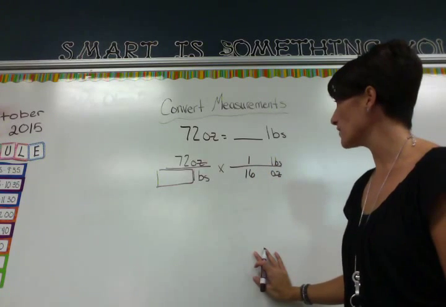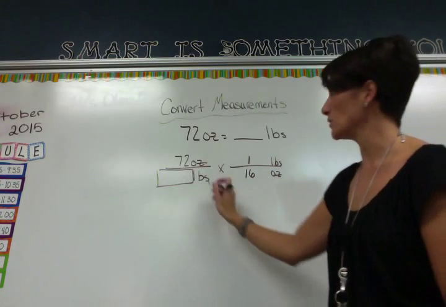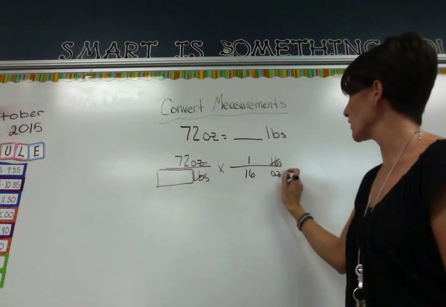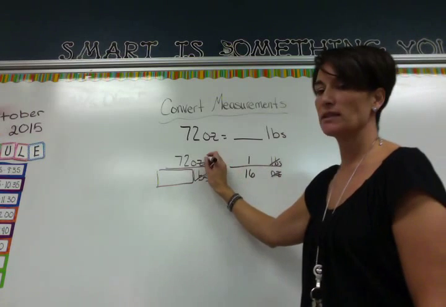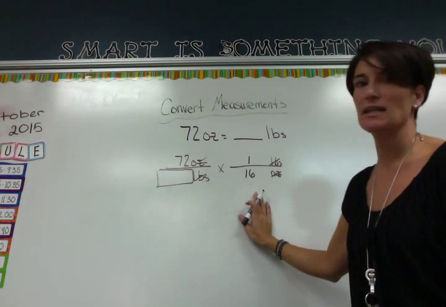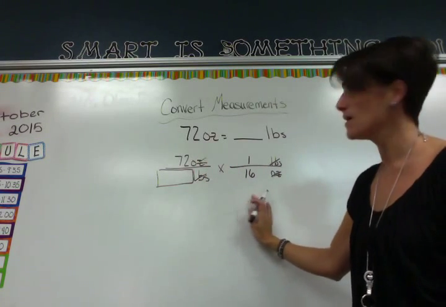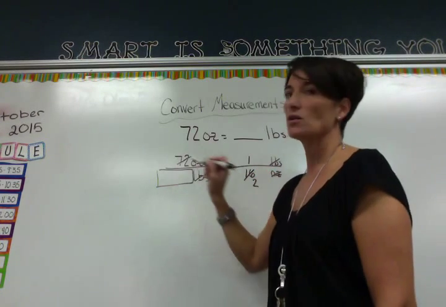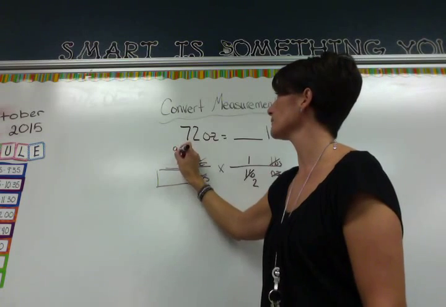So in order to solve this problem, we cross off the pounds and the pounds because I'm simplifying. We're going to cross off our ounces, and I'm going to see if I can simplify my 16 and my 72, which I can, right? Because 8 goes into 16 2 times, 8 goes into 72 9 times.